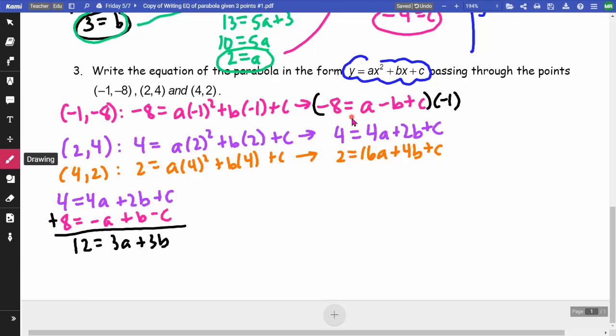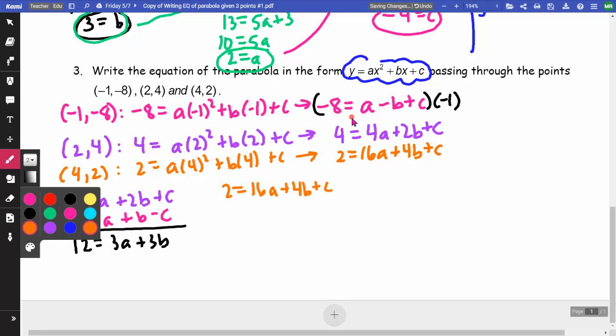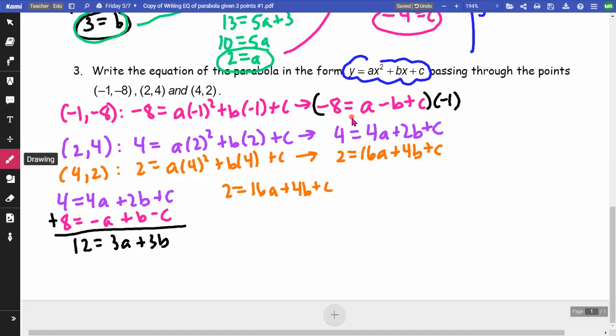So now I'm going to take the orange one that I did not use. So 2 equals 16a plus 4b plus c. And I'm going to use that same pink one that we had, sorry, I apologize, the pink one that we had multiplied, this top one that we multiplied by -1. So that was -8 equal to -a plus b minus c.